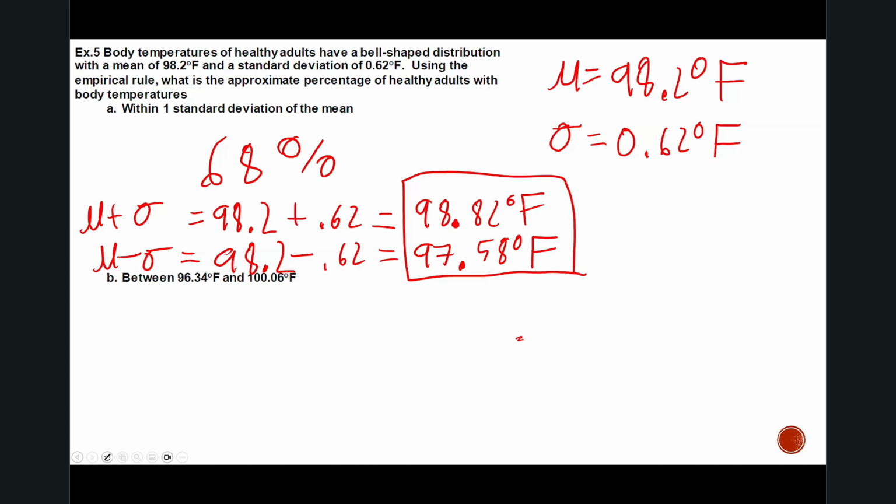Think of the standard deviation as a ruler to tell you how different you are, right? So some things vary more than other things, right? So that's why I want the standard deviation. So what we're saying is that 68% of adults, assuming that they're not sick, in which case they would have a different body temperature, will have their resting body temperature between 97.58 and 98.82.